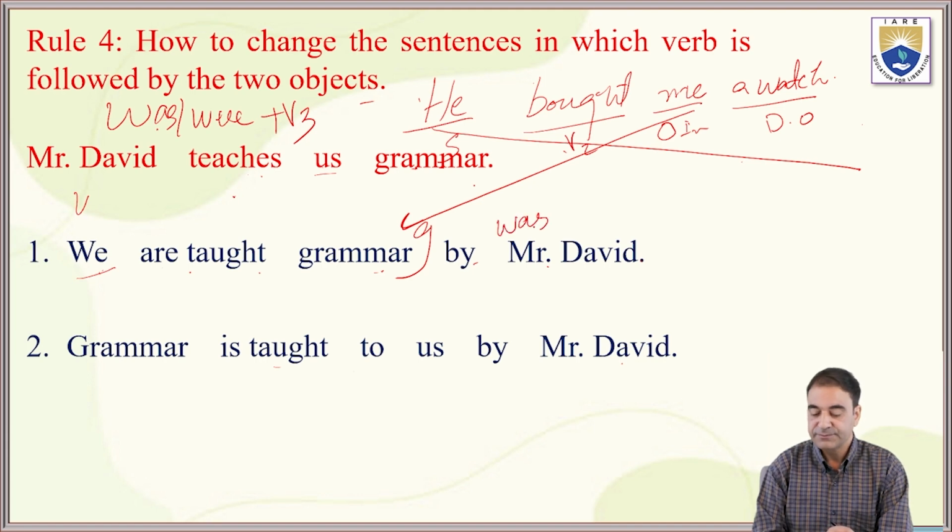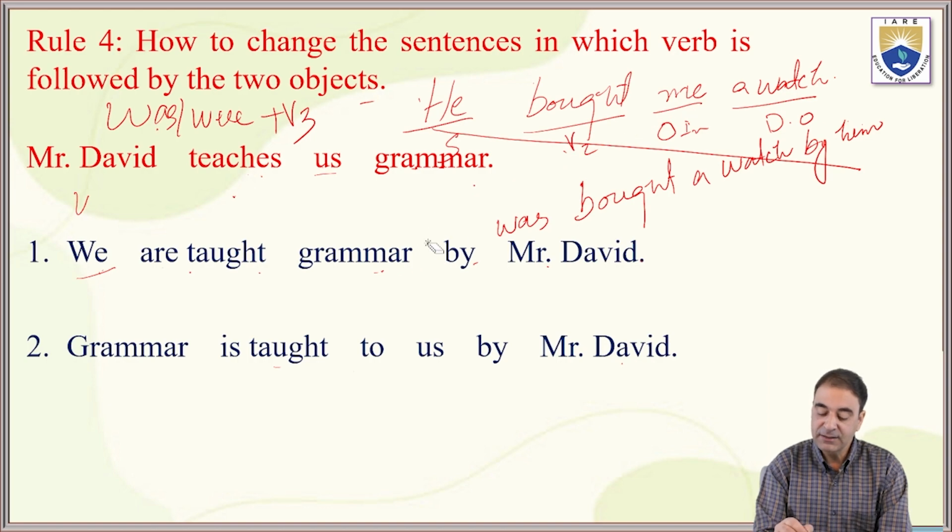I was. And then we have the verb in third form, and third form is again bought. I was bought a watch by him.